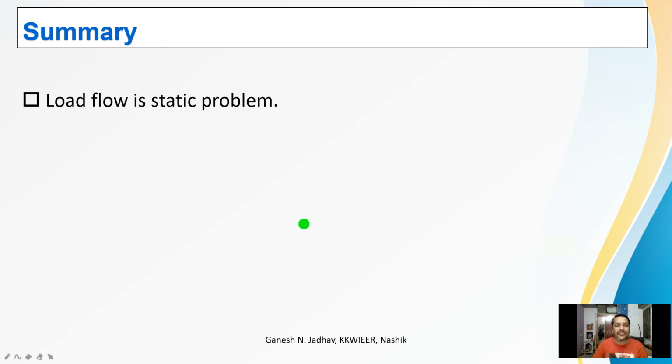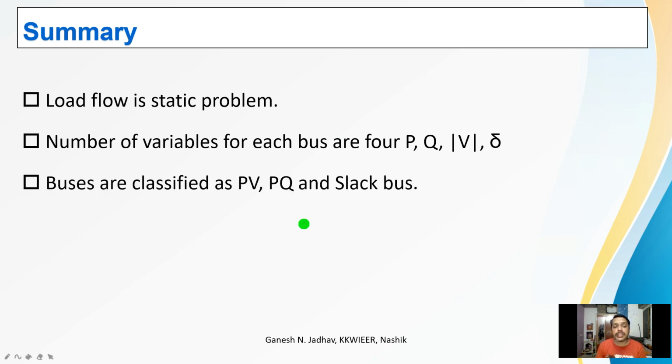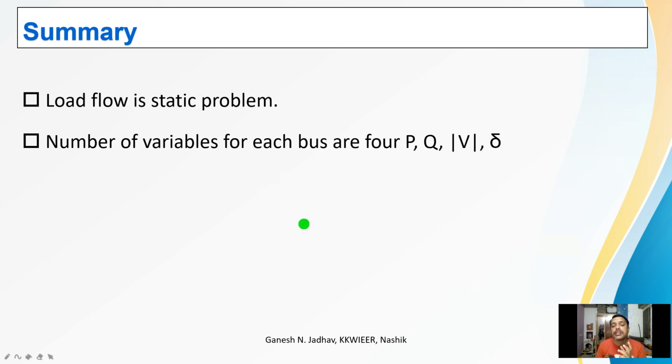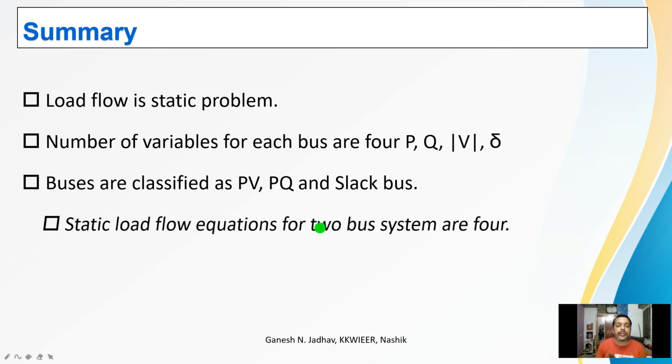Let's summarize all things together. Load flow is a static problem. For a particular demand, we determine the power flow or load flow. The number of variables for each bus is 4: P, Q, V and delta. Out of these 4 variables, 2 are known and 2 are unknown. Based on that, buses are classified as PV bus, PQ bus and slack bus. In the PV bus, P and V are known, Q and delta are unknown. In the PQ bus, P and Q are known, V and delta are unknown. And in the slack bus, V and delta are known, but P and Q are unknown.